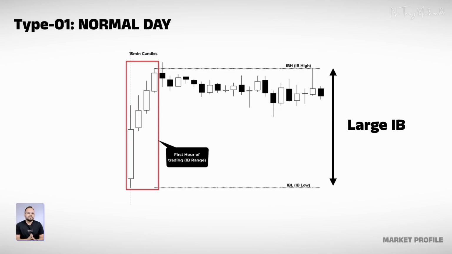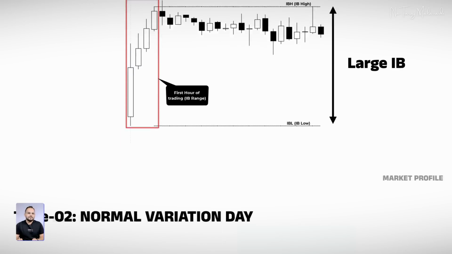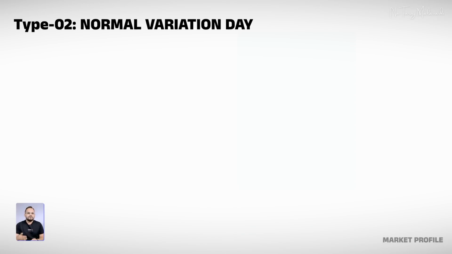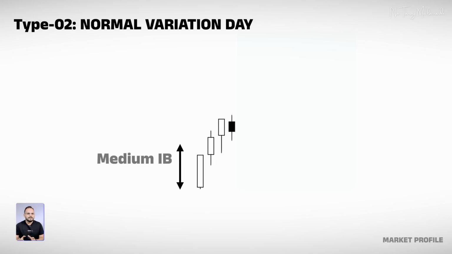For now, it's important to understand what a day structure is and also how individual day structures behave in terms of their characteristics. Well, the next type of day structure, we can call it a normal variation day structure. One of the key characteristics to identify a normal variation day is a moderate initial balance. Once the IB is formed, if we find that as a moderate IB or medium IB, we can anticipate a normal variation day for that particular day.